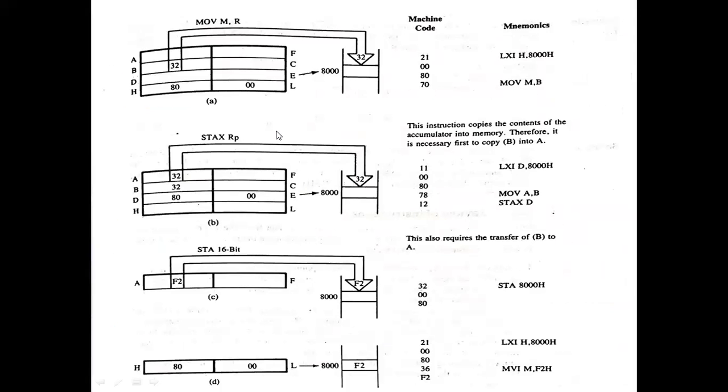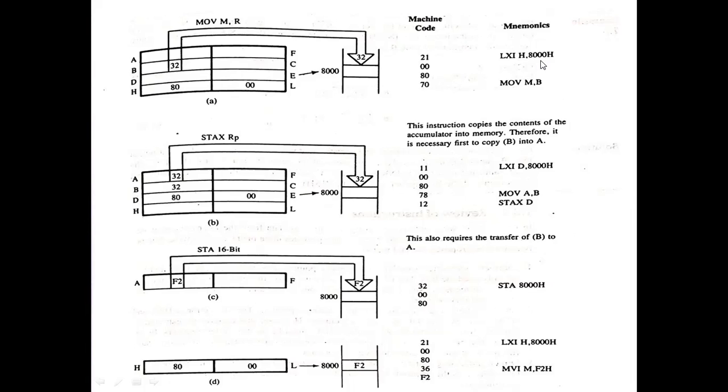Then we have another instruction, which is MOV M,R. Till now we have been copying data from the memory to the accumulator. Now we want to store the content of a register into the memory. Whenever we say MOV M,R, it transfers the data from the defined register to the memory whose address is present in the HL pair. So before using the MOV M,R instruction, the HL pair must be loaded with a memory address.